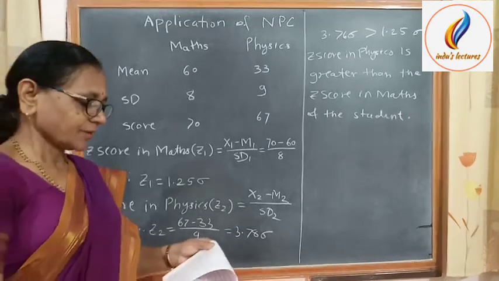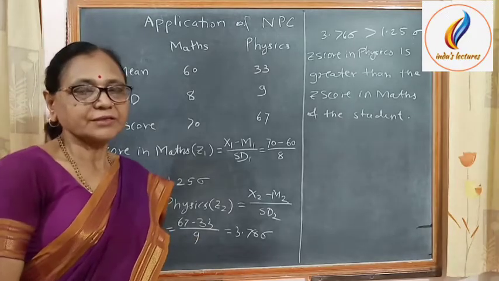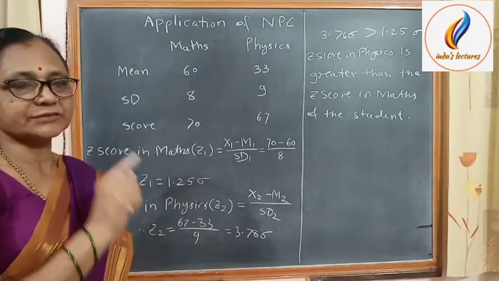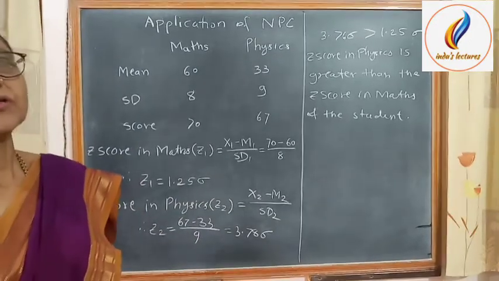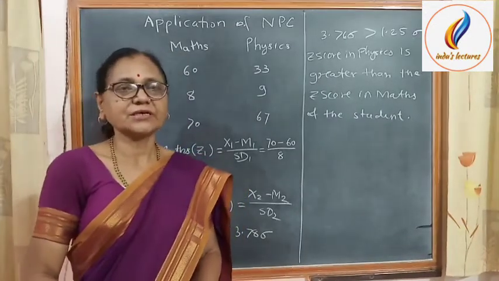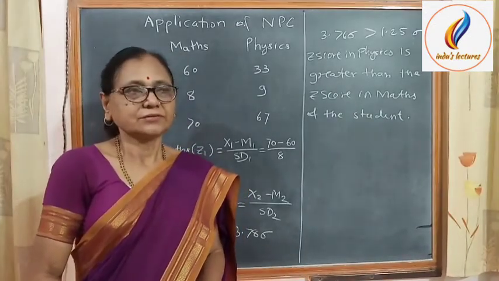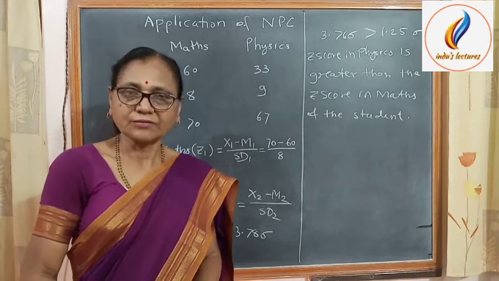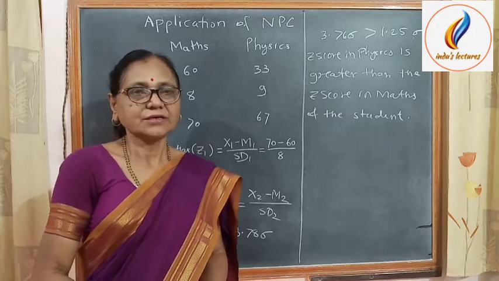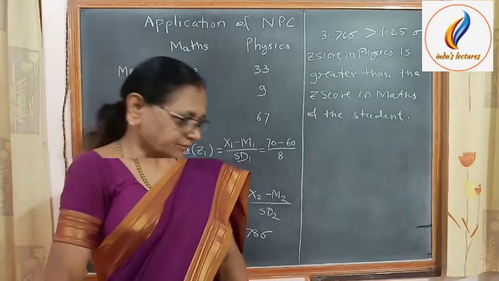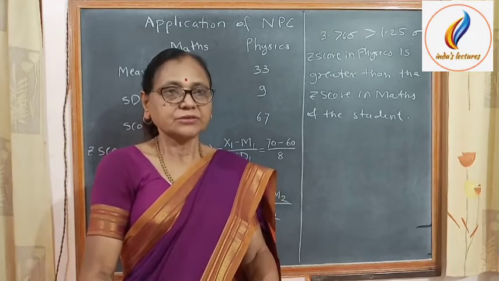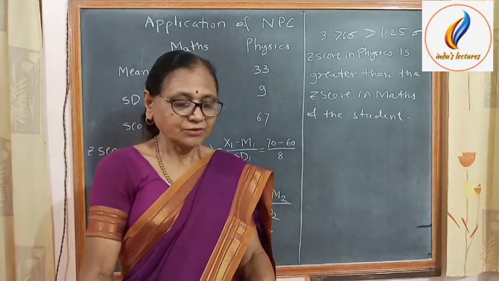In this way, we can compare the raw scores by using Z scores, and Z score is related to the normal probability curve. In this part, we have discussed the use of the normal probability curve for comparing the raw scores. In the next part, we will discuss the second application, to determine the percentage of individuals whose score lies between two given scores.